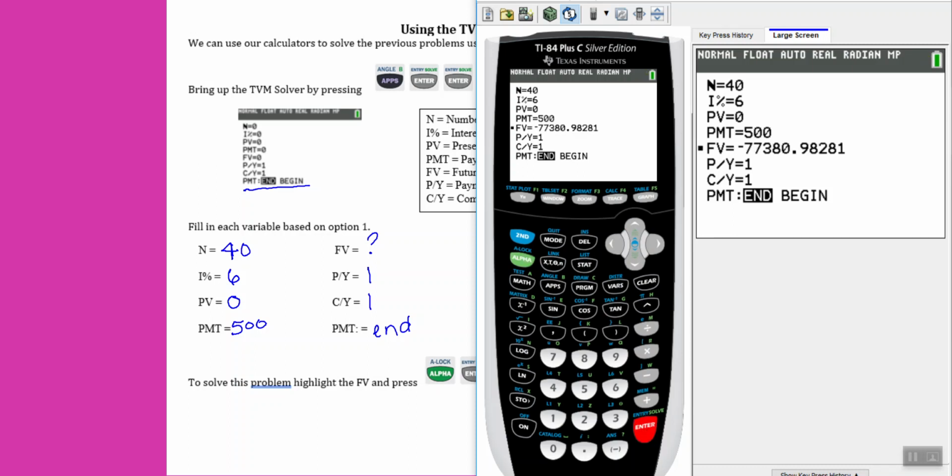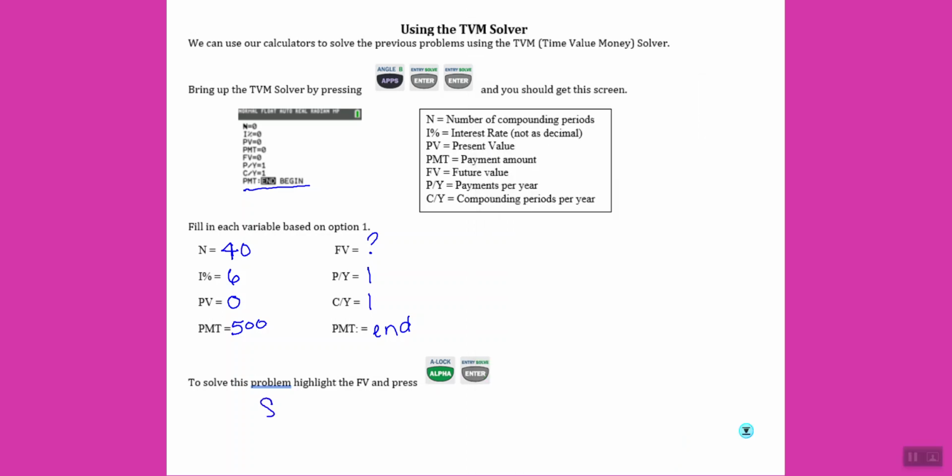And it becomes, now it's negative. The app's a little bit weird because it's intended more for having a starting balance and making payments and paying something off. So we're just going to ignore the negative in this situation. And so that's telling us that at the end of the 40 years, our account will have $77,380.98.